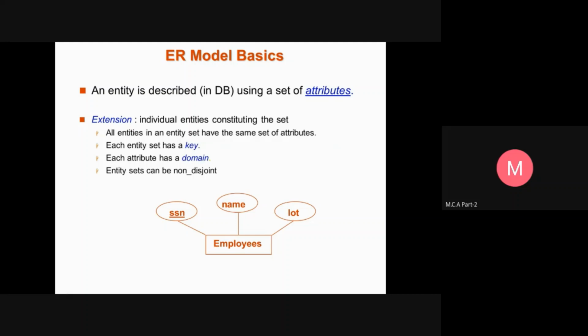A database would now include a collection of entity sets, each of which contains any number of entities of the same type. So that's how you view a database, as a collection of entity sets.